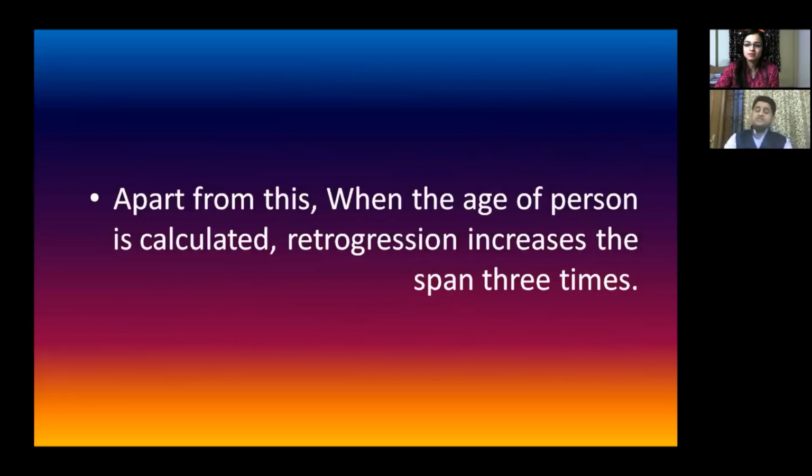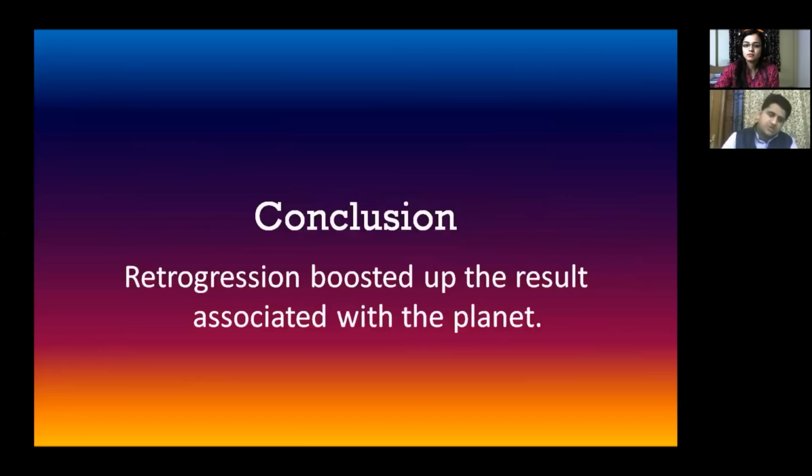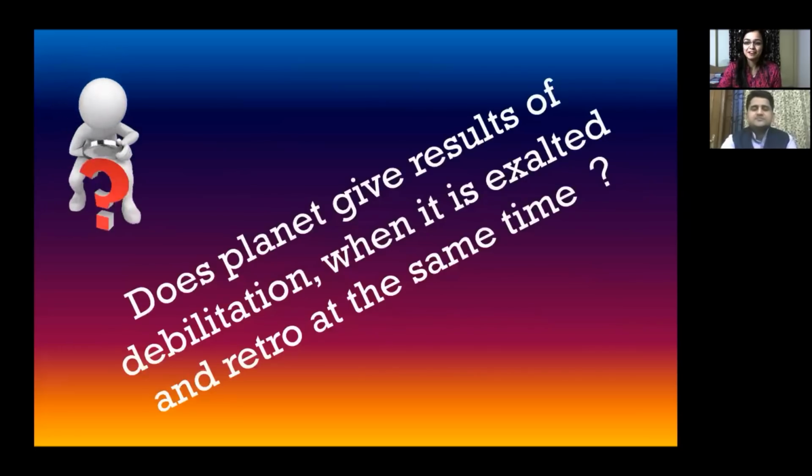And apart from this, when the age of a person is calculated, retrogression increases the span 3 times. If a planet becomes retro, it will increase the age span given by that particular planet 3 times. So if we conclude all these things, astrologically, the planet becomes stronger. According to Phaladipika, retrogression boosts up the result of the planet. Through Horasara or even through Ayurveda, if a planet becomes retrograde, then it will boost up the result. So please clarify if I'm wrong.